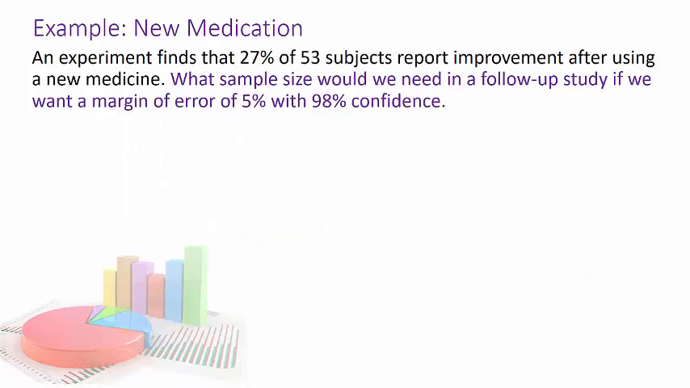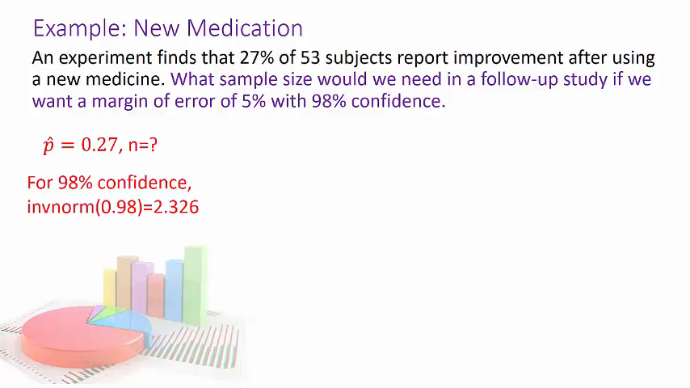An experiment finds that 27% of 53 subjects report improvement after using a new medicine. So this is the same example we were doing before. And the question is, what sample size would we need in a follow-up study if we want a margin of error of 5% with 98% confidence? So first of all, here are our numbers. We know that the p hat is 0.27 for our sample, and n is what we're looking for.